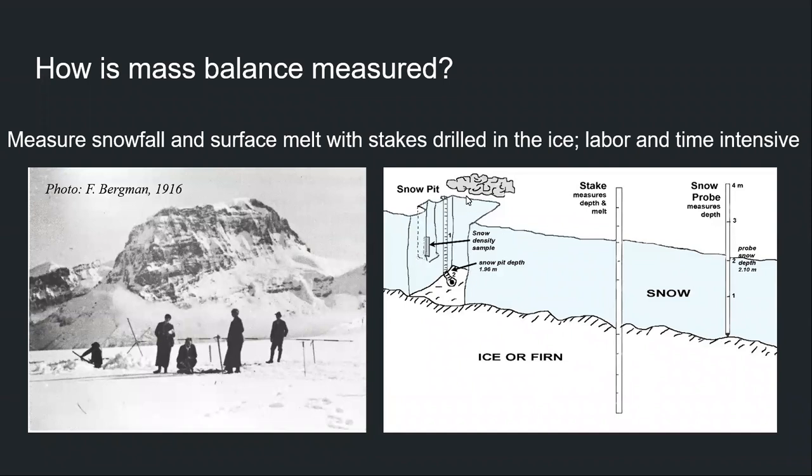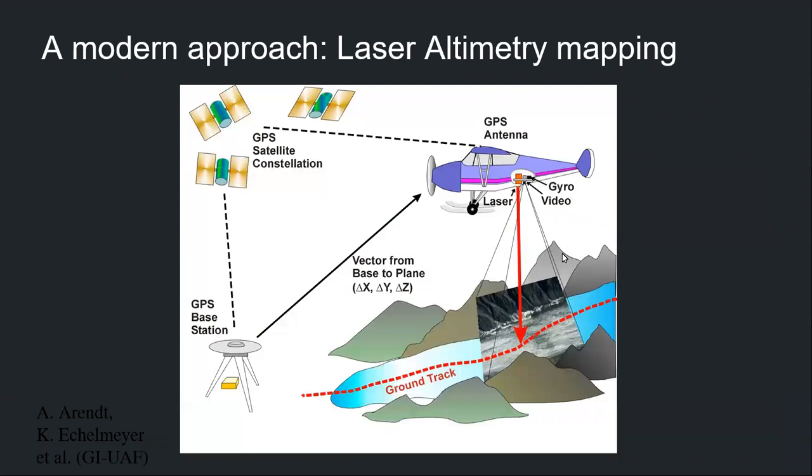In terms of accumulation, we can, as I said, dig snow pits and get some density samples along a vertical profile. A more modern approach would be to fly a drone or a plane above a glacier and measure the ice surface elevation. You can do that by putting sometimes GPS on the glacier. Good luck to retrieve that GPS if something happens.